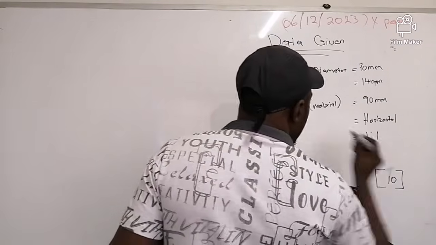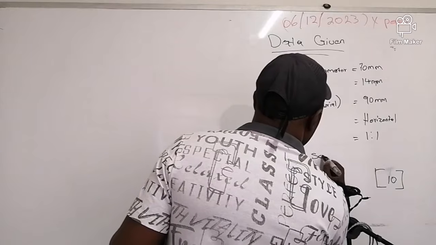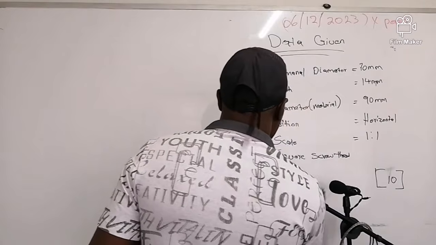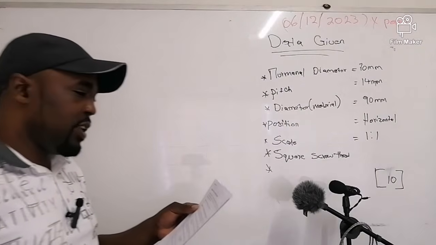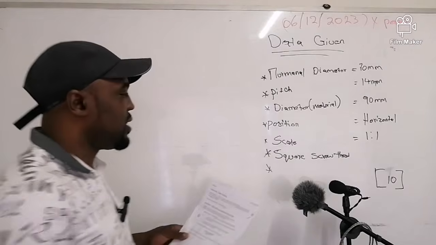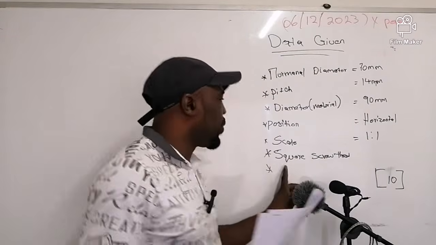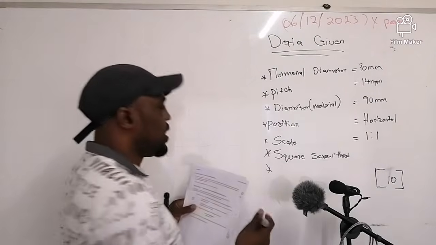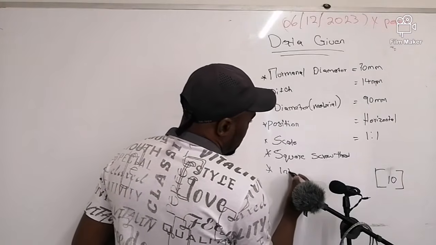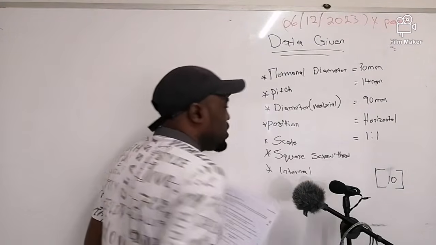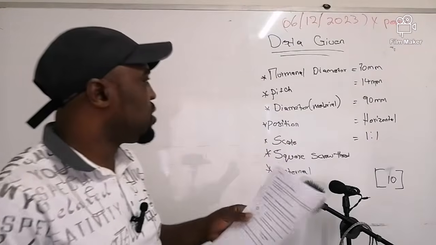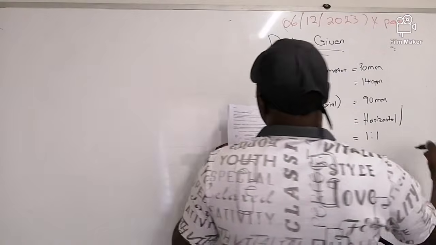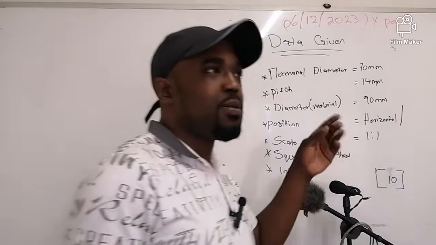Square screw thread. Then our data given also tells us the position: is it internal or external? Because we can draw an external square screw thread. In this case, it was internal. Internal square screw thread. The position is horizontal. Right-handed or left-handed?